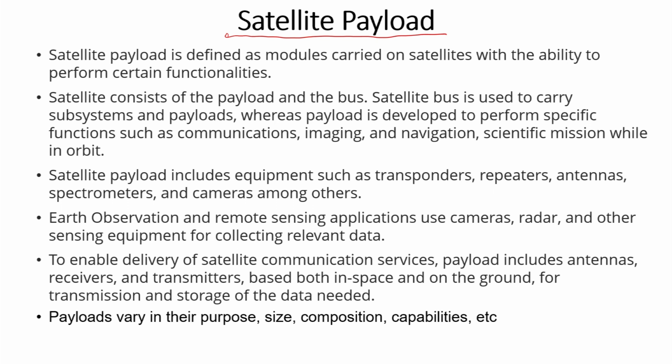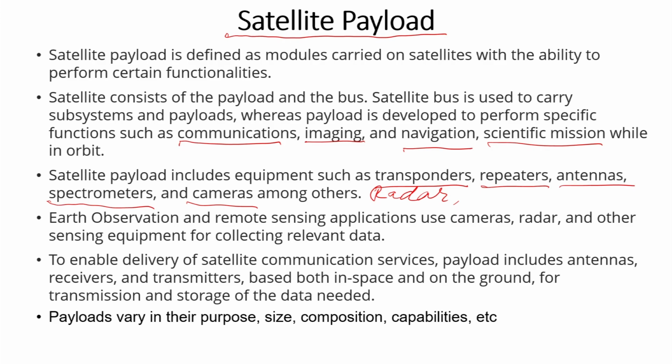functions, such as communication, imaging of the earth surface, navigation, or scientific missions while in orbit. So, satellite payloads include equipment such as transponders or repeaters, which are for communication, then antennas, then it can be a spectrometer, a camera, even a radar or altimeter. So many different types of payloads are there.